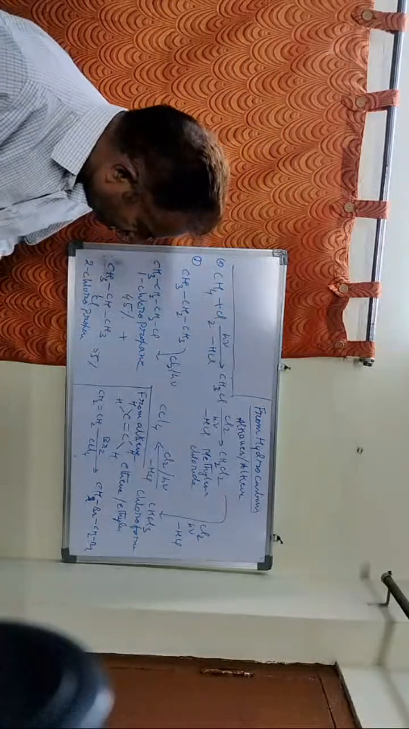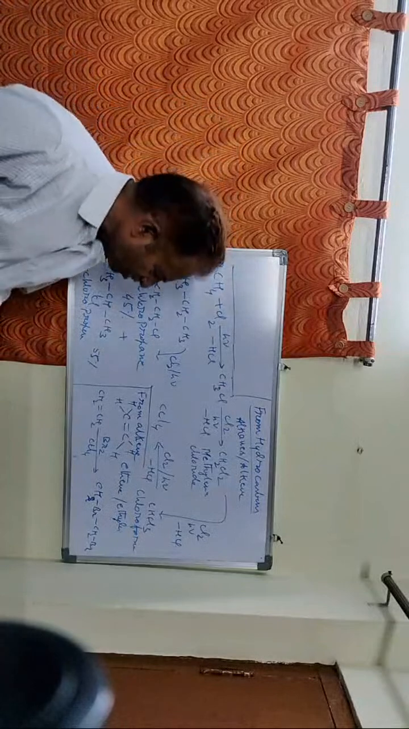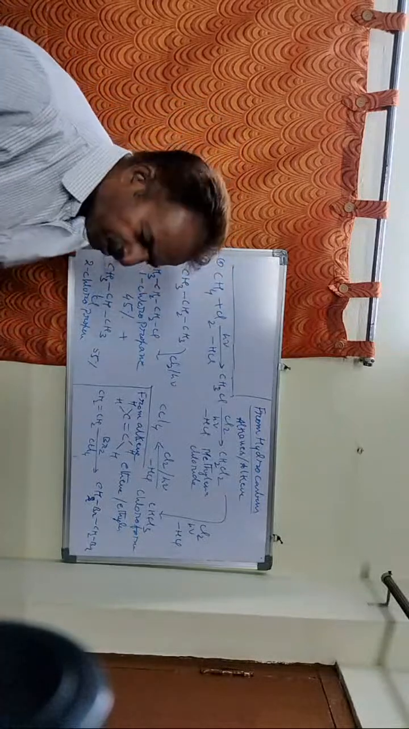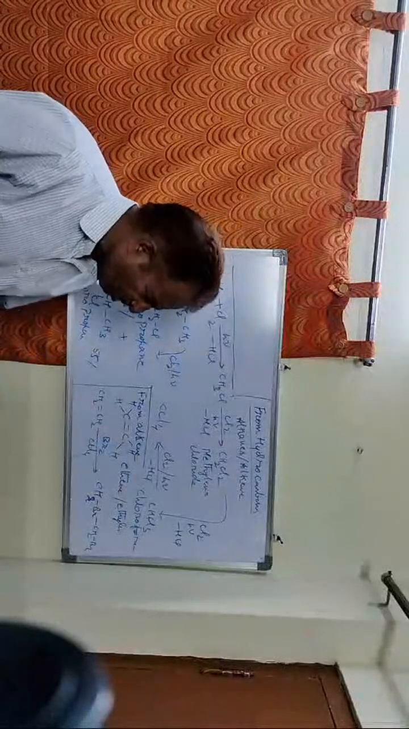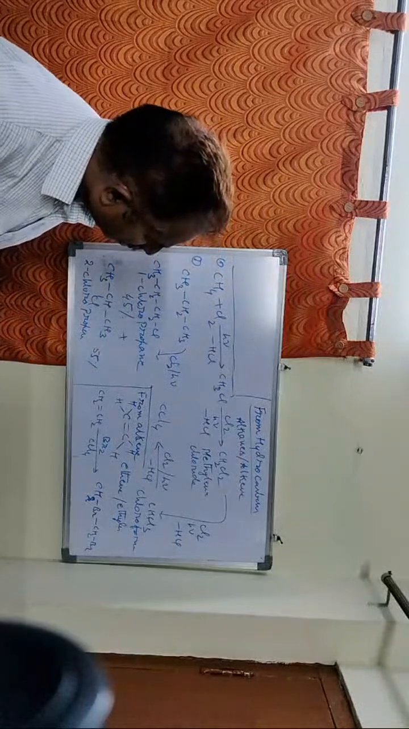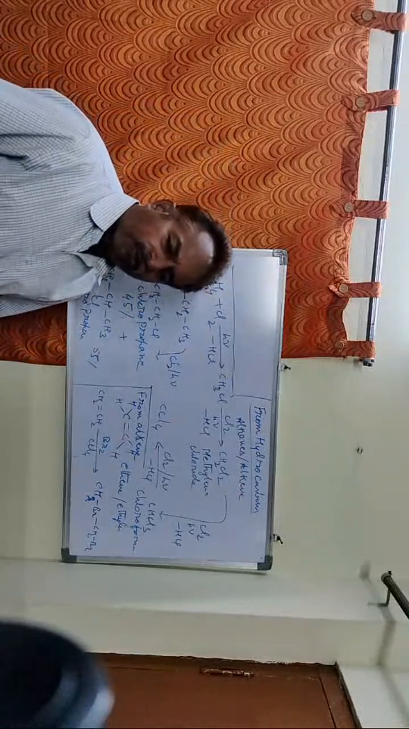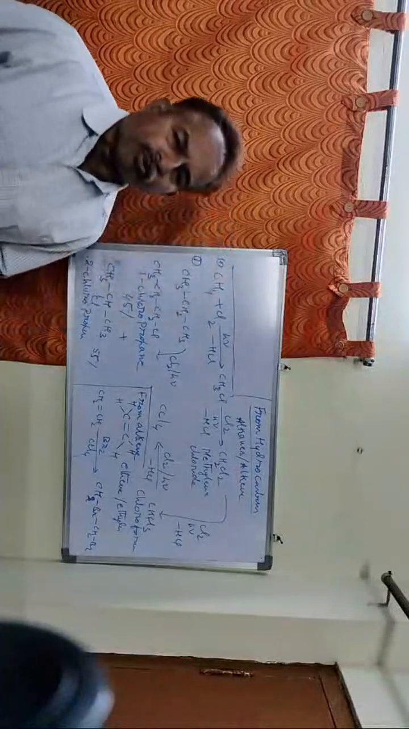How do we carry out this test? Initially, bromine is dissolved in CCl4, then unsaturated hydrocarbon is passed through it. If the reddish brown color is decolorized, it means the reddish brown color is lost. Therefore, it is understood that the hydrocarbon passed through CCl4 is an unsaturated hydrocarbon.